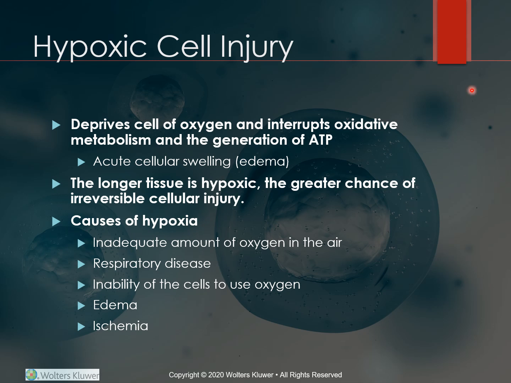So some of the common causes of hypoxia: an inadequate amount of oxygen in the air. So think about maybe someone at extreme elevation. There's just not as much oxygen available. It could be because of respiratory disease. So the respiratory tissue itself may be compromised, so we don't have what we call good gas exchange. We're not bringing in enough oxygen through the respiratory system. It might be an inability of the cells themselves to use oxygen. It might be because of edema causing a disruption in the delivery of oxygen to the cells, or it might be from ischemia. So we don't have good blood flow to the cells and tissues themselves.